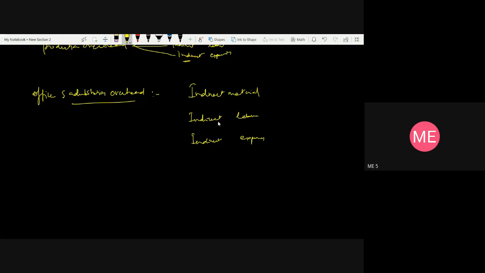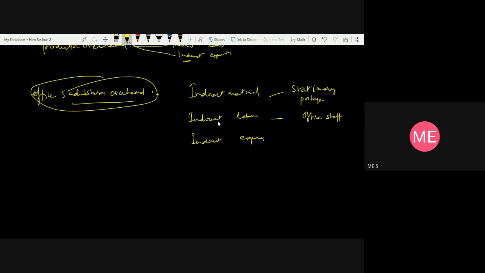So the indirect material required is stationery. Generally, stationery is used in the office administration to maintain the bookkeeping and all those. And also, if we are going to deliver the product, then we need postage. Postage expenditures all come under indirect material. And indirect labor is the office staff; the salary for this office staff is called indirect labor.